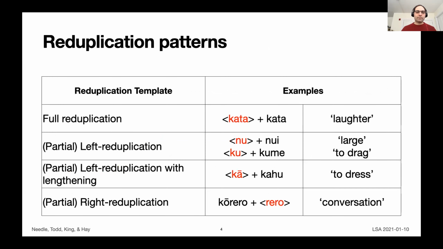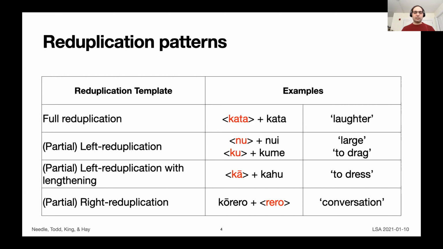First, there is full reduplication, like katakata. Full reduplication is treated as a left side process, and these glosses are example meanings for some polysemous terms. Left reduplication involves a partial left side copy, like nunui, which may have vowel lengthening, like kakao.